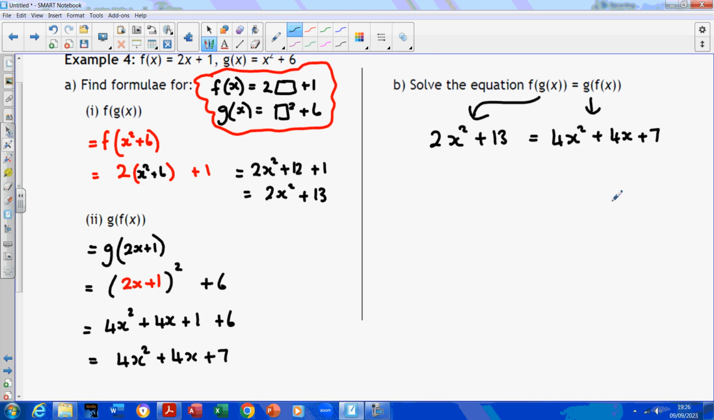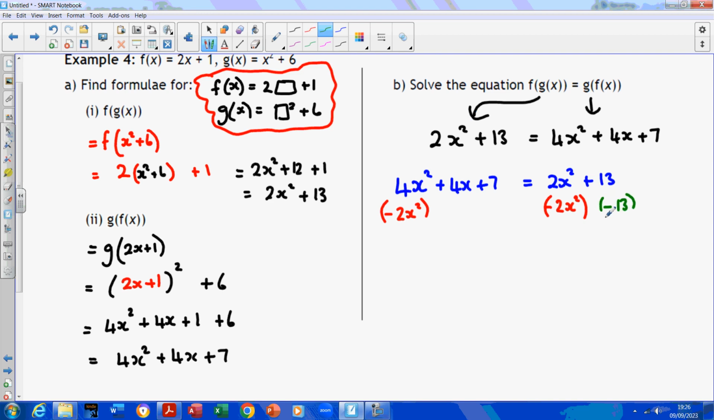I'm going to gather all the x squareds together, all the x's together, and all the numbers together. Now, because there's a bigger number of x squared on there, and you'll learn all these wee tricks as you go on, I'm going to read that round the other way. So 4x squared plus 4x plus 7 is equal to 2x squared plus 13. So two things I want to do. I don't want that 2x squared to be on that side because we've got a quadratic here. Quadratics must be equal to 0. So I'm going to take 2x squared away from both sides. Now, I've also got plus 13 there. Can't have that, so I've got to take 13 away from both sides.